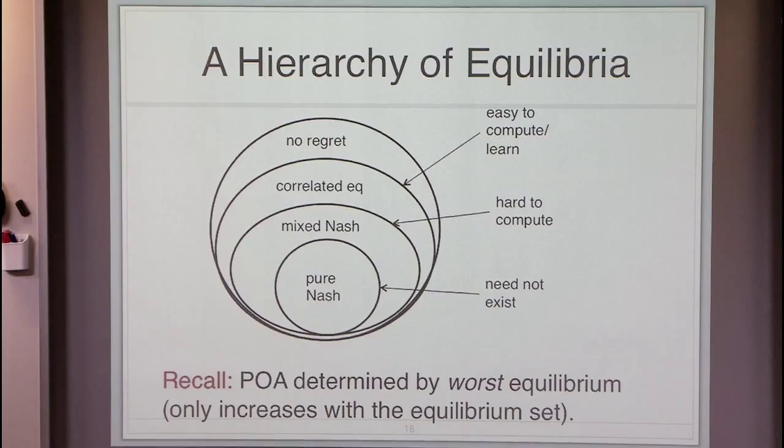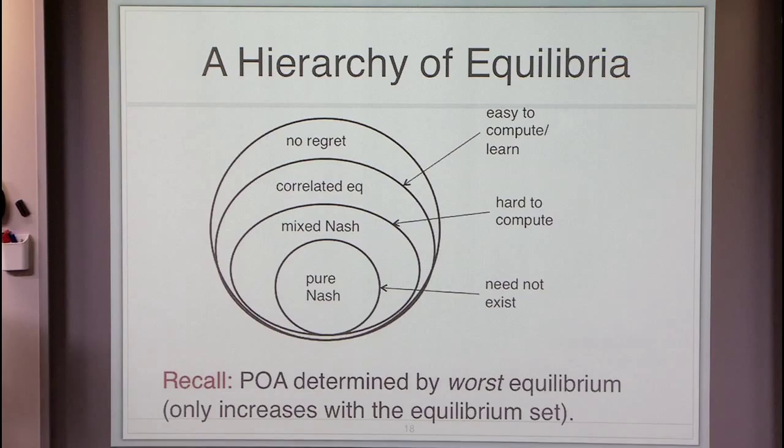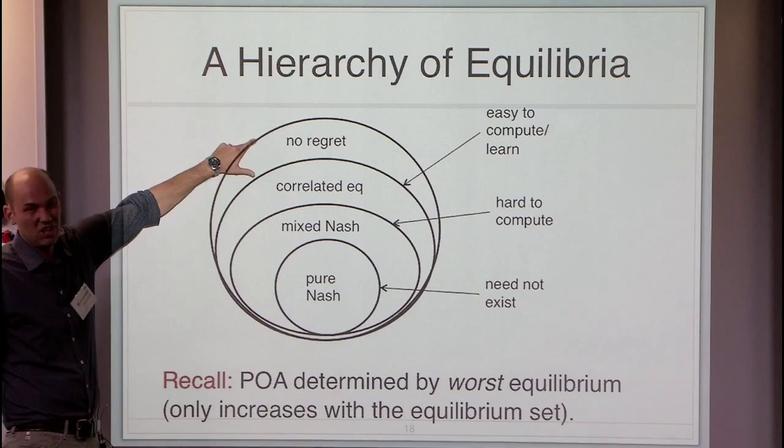Mixed Nash equilibria are only more general. They exist, but they can be hard to compute. Once you get to correlated equilibria, what's cool is these are computationally tractable. You can write them down as a linear program, or as I mentioned, there are learning algorithms where the empirical distribution of joint play converges. And then coarse correlated equilibria, corresponding to no regret sequences, are even bigger. So this is, in some sense, even easier to compute, even easier to learn.